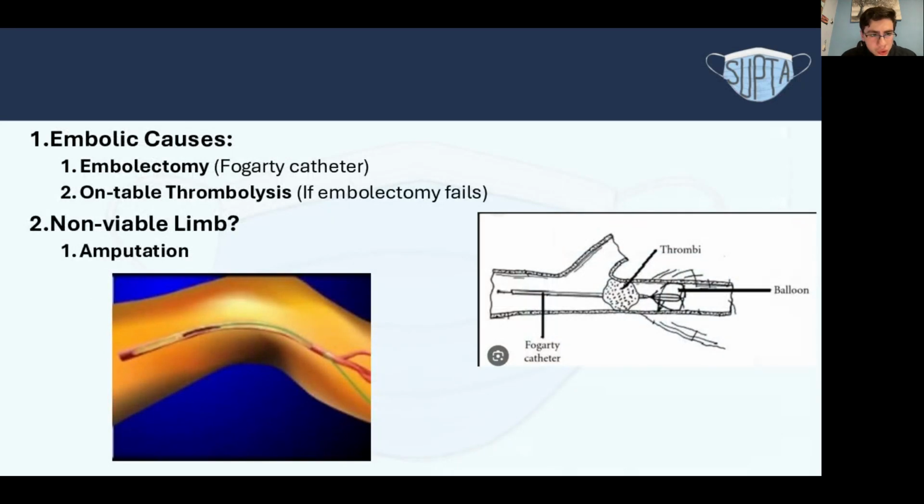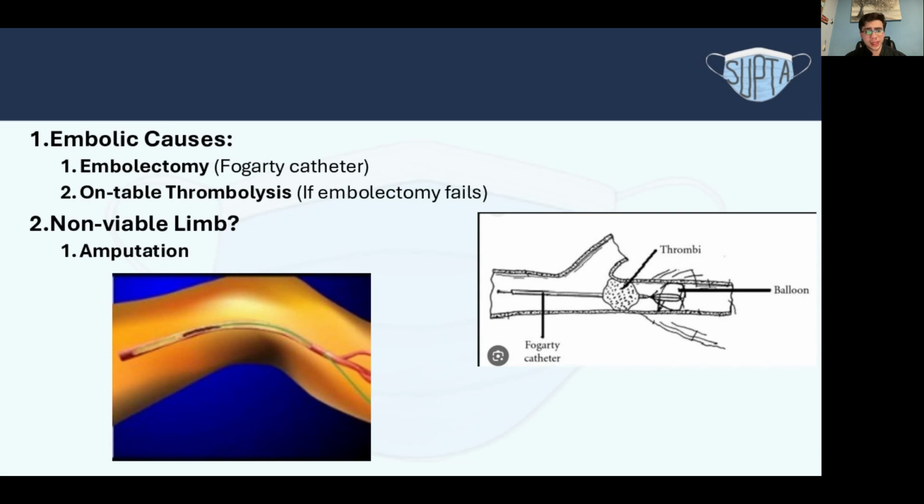Right. If it's an embolic cause, then there are two different things you could do. You could do embolectomy using something called a Fogarty catheter, or you can do catheter-directed thrombolysis. I don't know much about catheter-directed thrombolysis, but it's a standard procedure where you use a standard angiography catheter to redirect a thrombolytic agent into the clot, so it dissolves the clot. It's quite similar to the alteplase kind of thing.